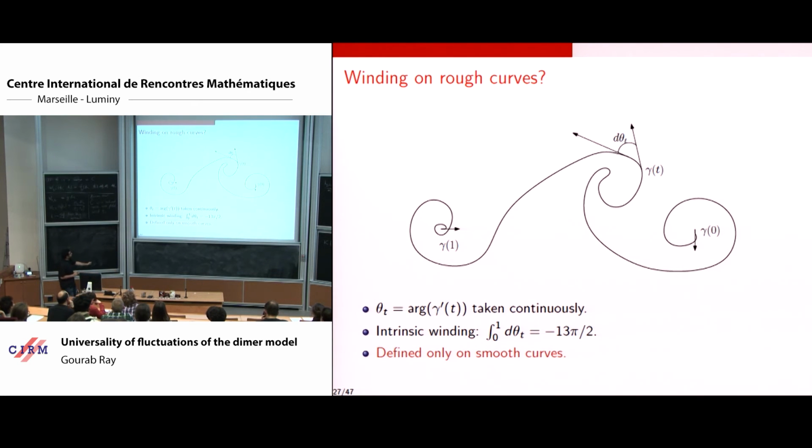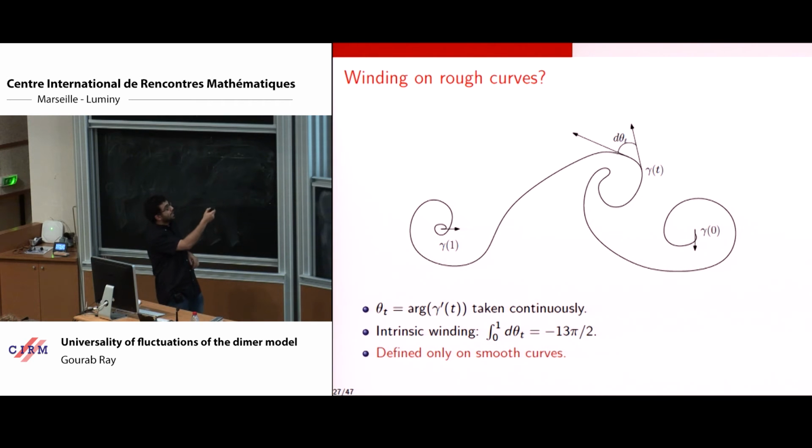So you take a smooth curve, okay? How can you define the winding of the curve? There are several ways. You can just go along the curve and look at the amount of turn that you do. This is something we call the intrinsic winding. Put mathematically, you look at the tangents, gamma prime t, and you look at how the angle changes as you go along the curve, and then you integrate. That's a very simple way. For this curve, I did this computation, which is perhaps wrong, but let's assume it's right. It's minus 13 pi over 2. Note that this is defined only for smooth curves because we are looking at the derivative.